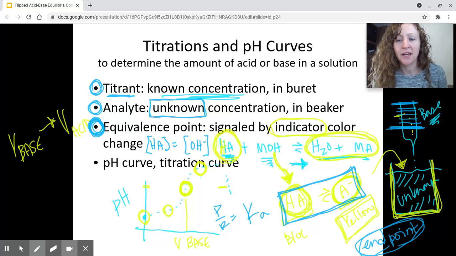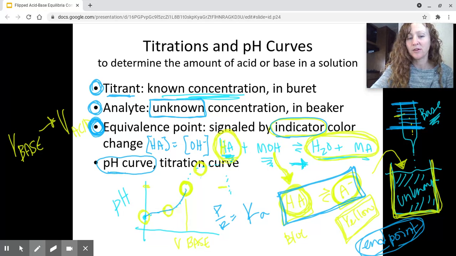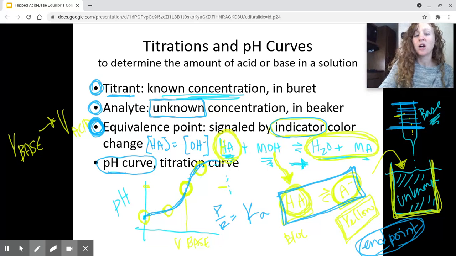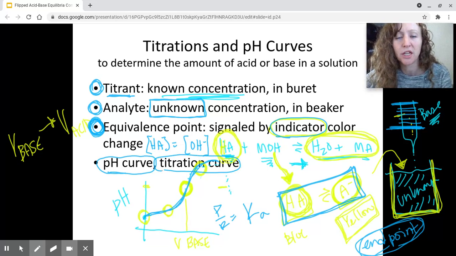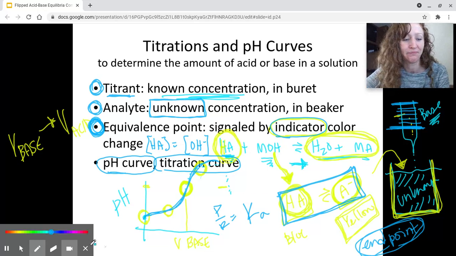Okay. Of course, you know the vocabulary term indicator. A pH curve is the thing we talked about when you're tracking pH through a titration, also known as a titration curve. So those are the terms you're going to hear thrown around inside this process. It's worth working those terms out so that you can functionally use them and you don't have to go look them up every time.